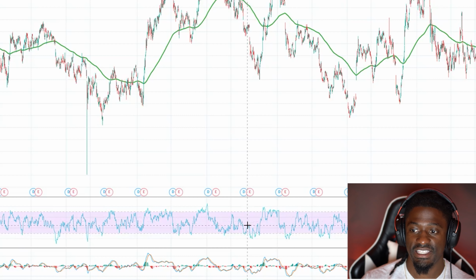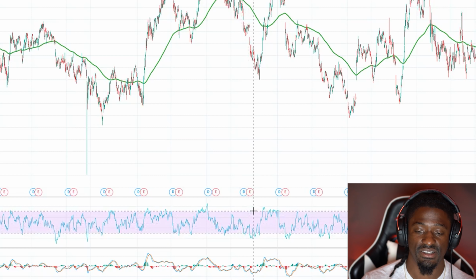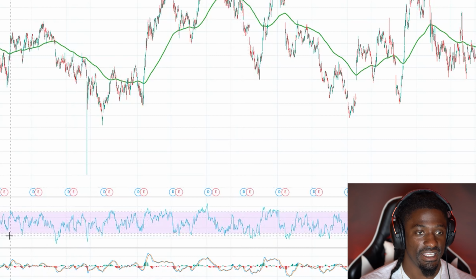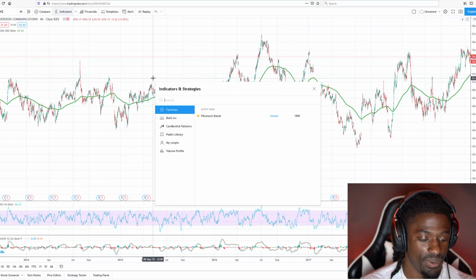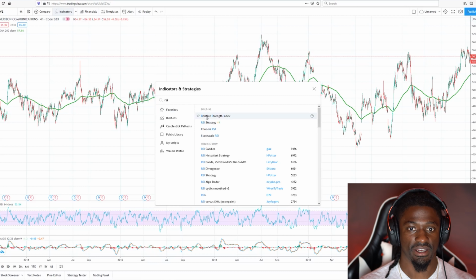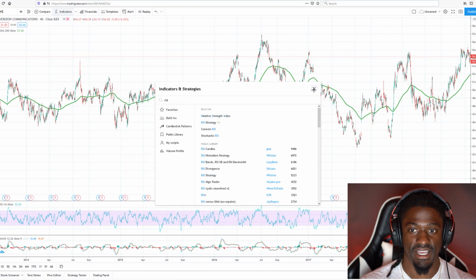So 50 is neutral, like right here, but anything over 70 is overbought. Anything under 30 is oversold. How to add this indicator over on TradingView, all you gotta do is go up here to indicators, you type in RSI, and then you click the first one right here, relative strength index. So this is the RSI indicator.